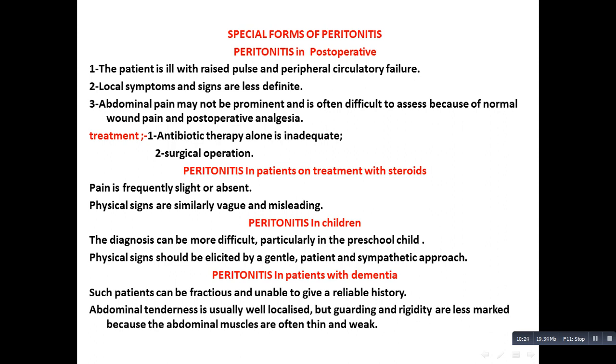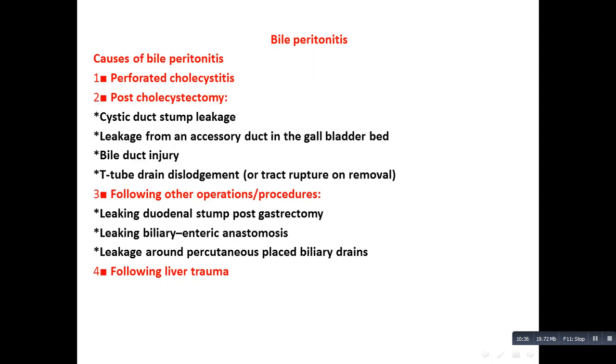Bile peritonitis: the most common causes are perforated cholecystitis, post cholecystectomy, cystic duct stump slip leakage, bile duct injury, and T-tube dislodgement. Following other operative procedures, injury from other procedures like post-gastrectomy, biliary and enteric anastomosis leakage, and leakage around the percutaneously placed biliary drain.